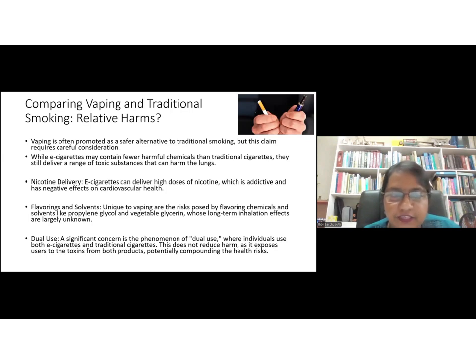Flavorings and solvents. Unique to vaping are the risks posed by flavoring chemicals and solvents like propylene glycol and vegetable glycerin. And we still don't know the long-term effect of these chemicals on the lungs or general health. And then there are people who dual use. So they use both e-cigarettes and traditional cigarettes, which doubles your risk because now, in addition to all of the chemicals you're exposed to in traditional smoking, you're also exposed to flavoring and solvents.